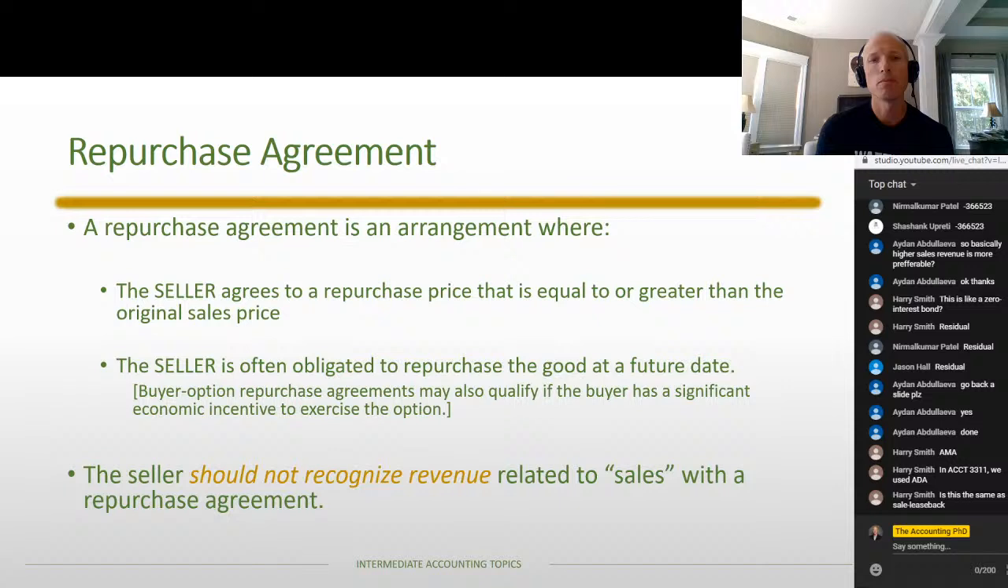And so this was under the new revenue recognition standard. They're like, no, you can't do that anymore. It has to be a legitimate third party, sort of an arm's length transaction.